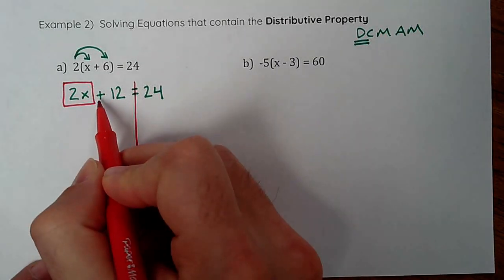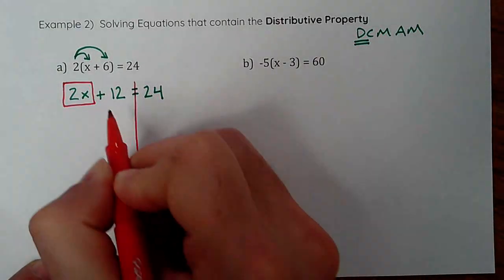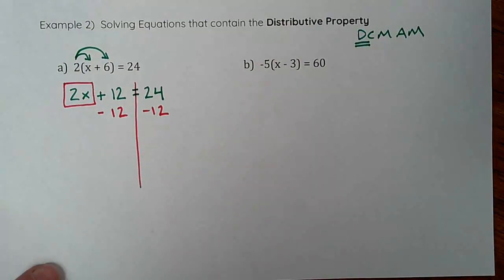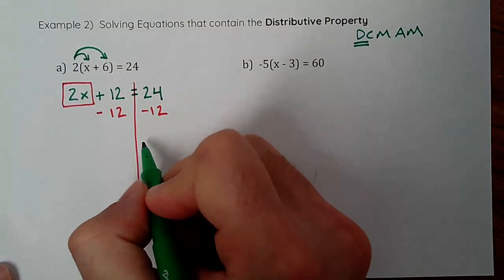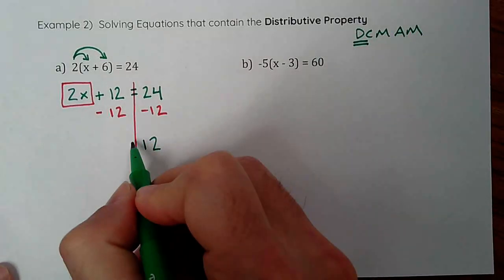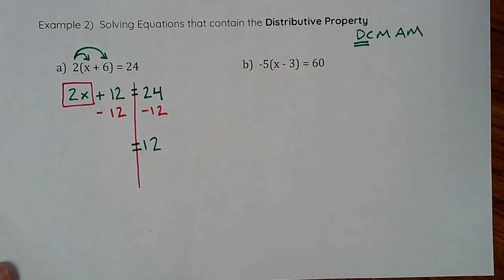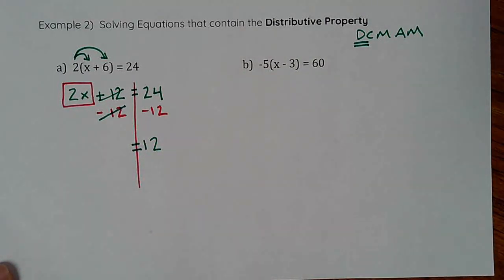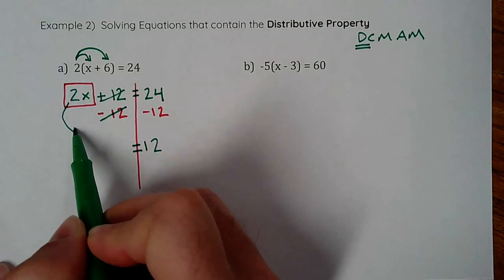We want to undo this adding 12. To do that, we need to subtract 12 on both sides. Remember, we have to do everything on both sides of the equation to keep it balanced. 24 take away 12 leaves us with 12. And on the left side, my plus 12 minus 12 will undo each other or eliminate each other. And I'm going to bring down my 2x.